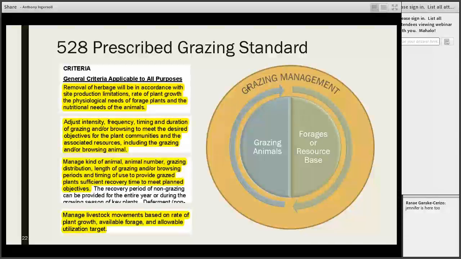And lastly, manage livestock movements based on the rate of plant growth, available forage, and allowable utilization targets. Allowable utilization targets, that's talking about stubble heights, that's talking about utilization rate, that whole take half, leave half concept. So we want to be working on a system that's going to manage that grazing activity and grazing rotation such that we're making sure that we aren't exceeding those utilization targets. You see how all of these criteria and everything about 528 relates to both the grazing animals and the plant's resource base. Our management of either affects the other.